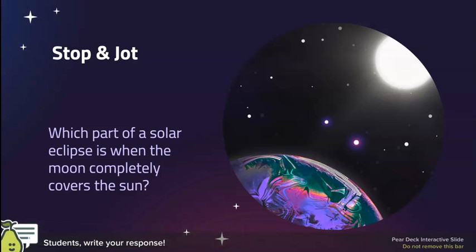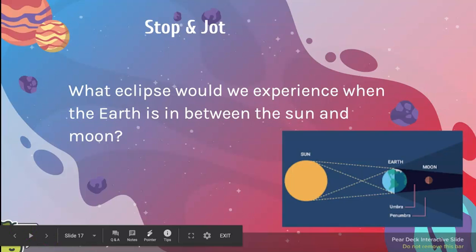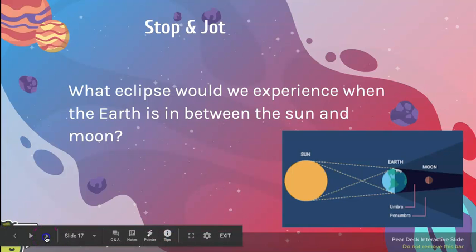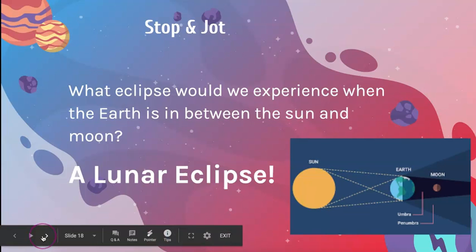Okay, let's go ahead and do a stop and jot. Which part of the solar eclipse is when the moon completely covers the sun? Okay, very good. It's called the umbra. What eclipse would we experience when the Earth is in between the sun and the moon? Is it a lunar eclipse or solar eclipse? Right, very good. So this would be considered a lunar eclipse. And this actually happens very frequently every month.